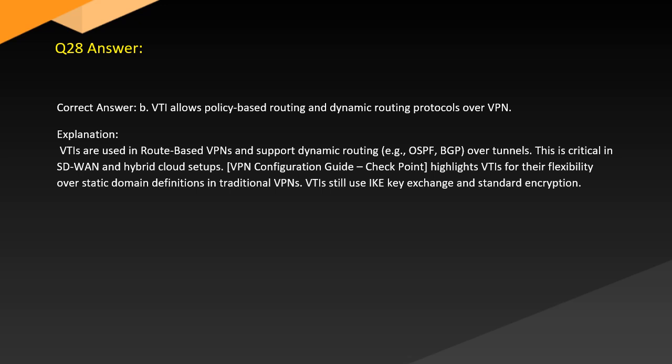Answer. Correct answer: B. VTI allows policy-based routing and dynamic routing protocols over VPN. Explanation. VTIs are used in route-based VPNs and support dynamic routing, e.g., BGP, over tunnels. This is critical in SD-WAN and hybrid cloud setups. In the VPN Configuration Guide, Check Point highlights VTIs for their flexibility over static domain definitions in traditional VPNs. VTIs still use key exchange and standard encryption.